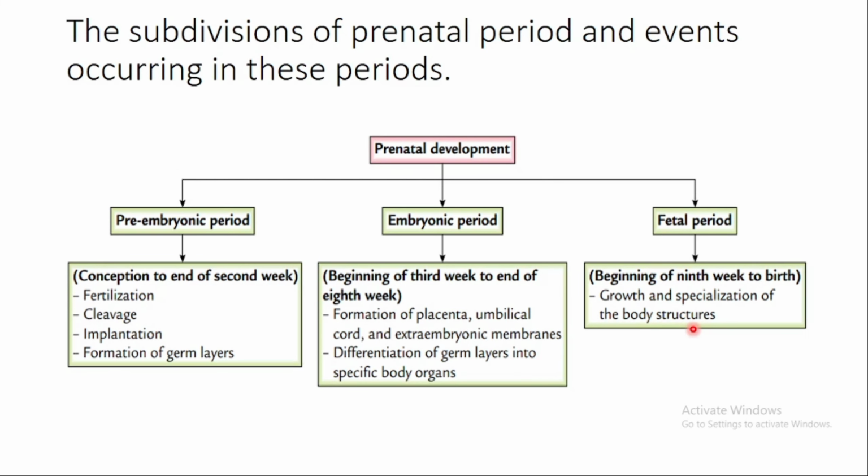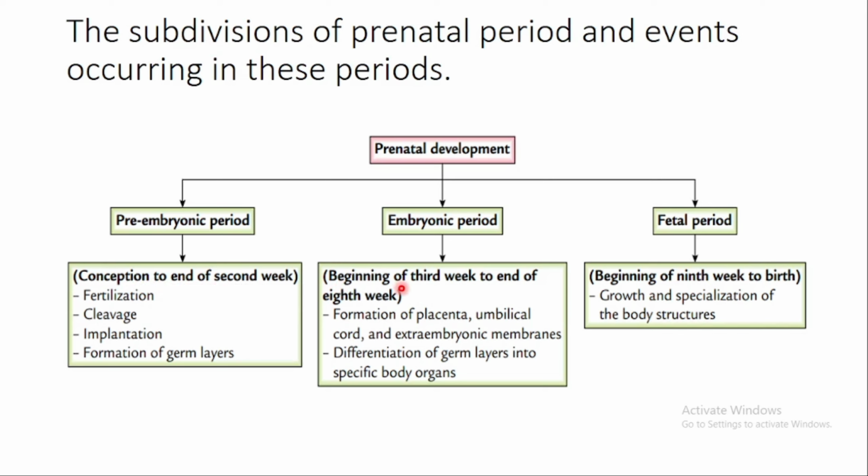Events occurring in these periods have been summarized in this chart. So when we look at the prenatal development, which is subdivided into the pre-embryonic period, the embryonic period, and then the fetal period. During the pre-embryonic period, we said fertilization, cleavage, implantation, and formation of the germ layers take place. And this period begins from conception to the end of the second week.